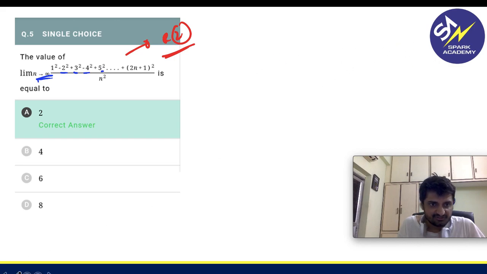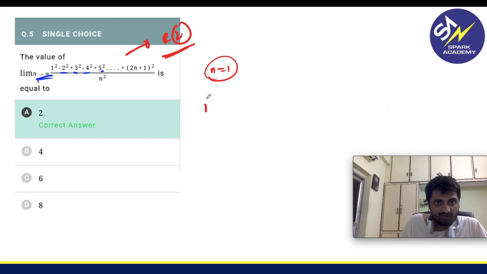Without doing the full calculation, let's visualize. What happens if you give n the value 1 in this series? 2 plus 1 whole square, 3 square is 9, right? If you give 0, you are getting 1. Okay. So what are positive? 1 square, 3 square, 5 square, and so on.